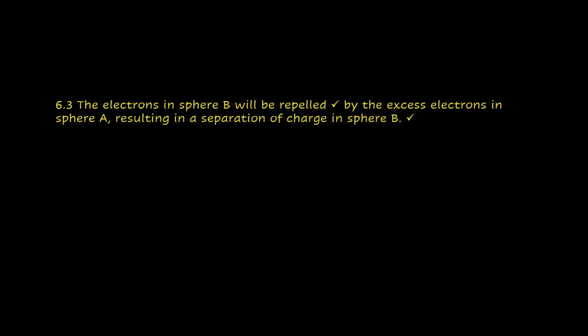So to answer question 6.3, we write that the electrons in sphere B will be repelled by the excess electrons in sphere A, resulting in a separation of charge in sphere B. To get the 2 marks, you must understand that like charges repel and that since the spheres are not touching, we will have a charge separation, not a charge transfer. We only have charge transfer when the two spheres actually touch, and we will see what happens when these two spheres touch in later questions.